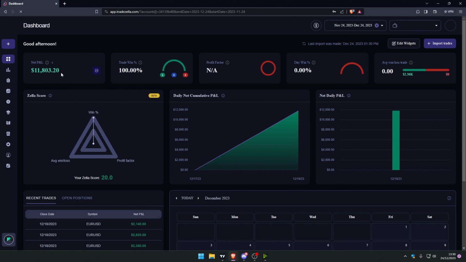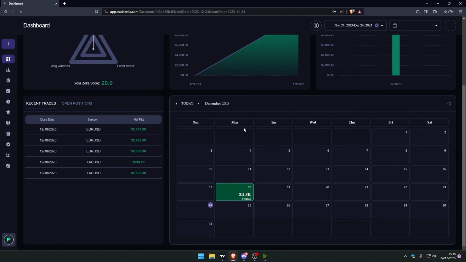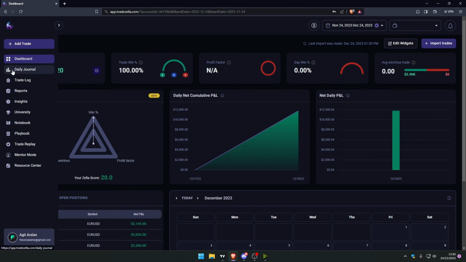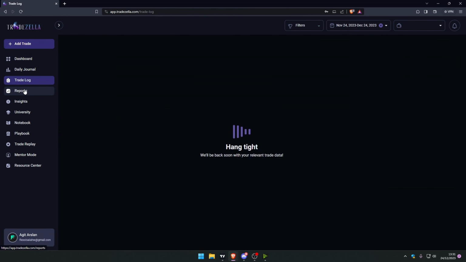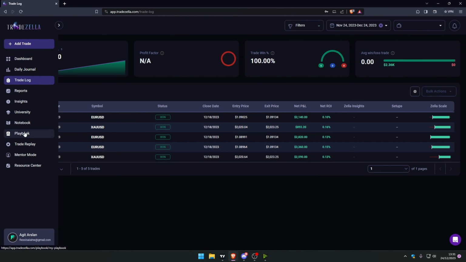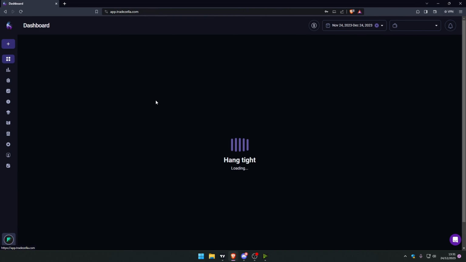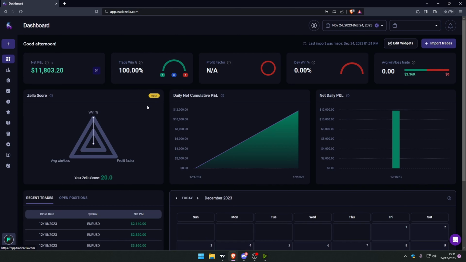So here we have the TradeZella dashboard. As you can see, 11.8K, 100% win rate. Obviously, only traded the Monday because, if you're getting a 5-figure payout, I don't think you should be trading anything else. Looking at extra statistics, I don't think there is really much to look at because if you look realistically, it's only 3 trades. There's not really much to look at. This was obviously a fresh live account.